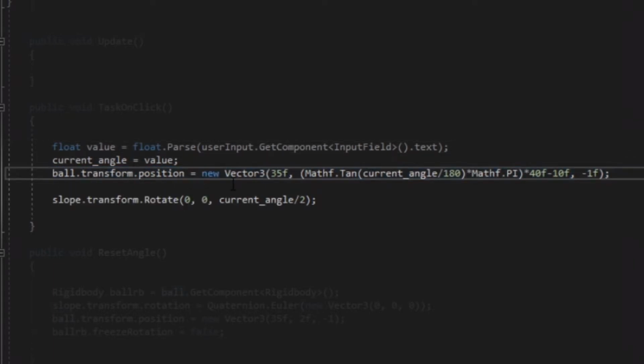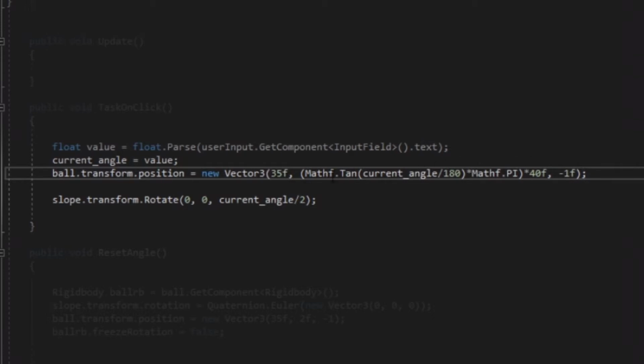We want to set the ball position to a new Vector3, which is of course a Vector3 because it's a 3D space. 35F, don't worry about it, we don't need that. Neither -1, because that's the X and Z axis. What we want to find is the Y axis. So this is the line of code we should focus on. Actually, we don't need this part as well.